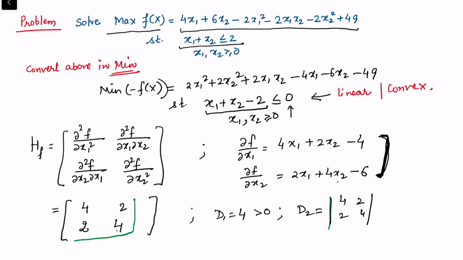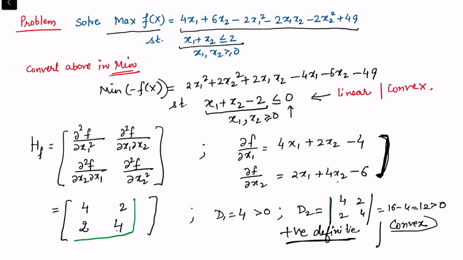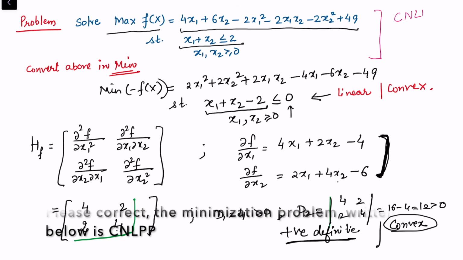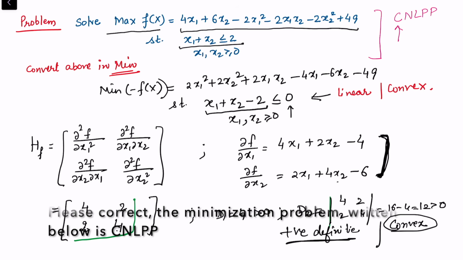So when we calculate, this is 16 minus 4, which is 12, and this is positive. So we can see this is positive definite. The classification of this Hessian matrix is positive definite, and hence we can say that this is a convex function. Now we have shown that f(x) and g(x) are convex. So this becomes a convex non-linear programming problem, which means our KT conditions can be applied.